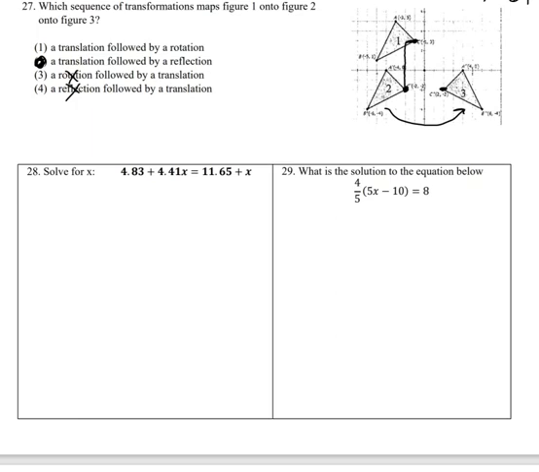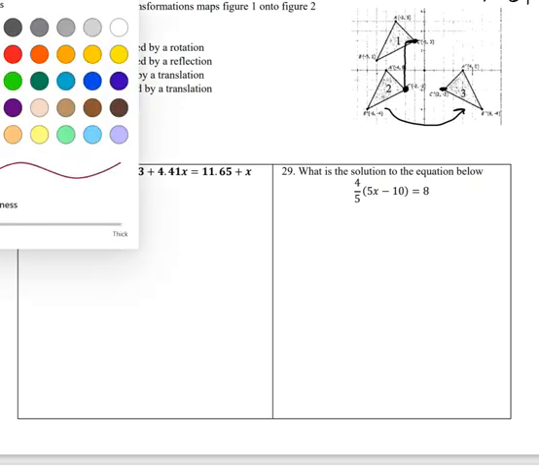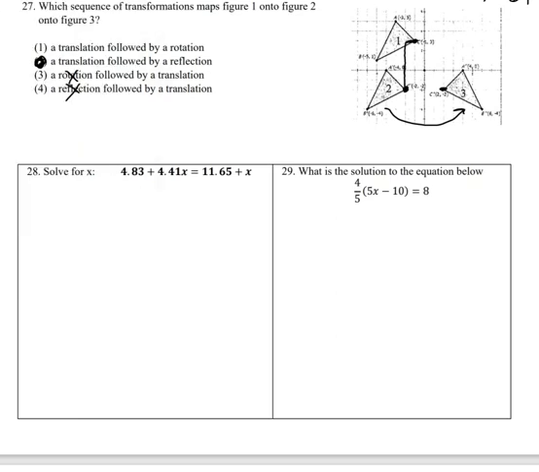And then for 28, we have solve for x. Now we have variables on both sides, so I'm going to start off by taking this x right here and bringing it over to the other side with that 4.41. So I'm going to do 4.41 minus 1, which gives me 3.41. Bring down my 4.83 plus 3.41x equals 11.65.